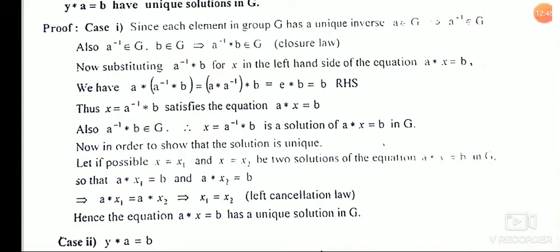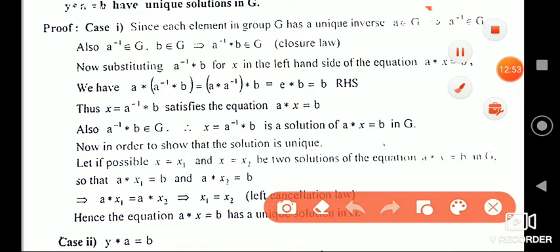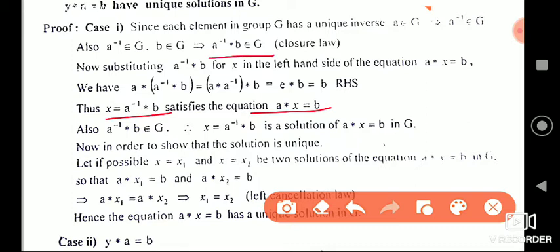So what is the value for X? The value for X is A inverse star B. That is, X is equal to A inverse star B satisfies the equation A star X is equal to B. Also A inverse B belongs to G, which we just proved. So X is equal to A inverse B is a solution of A star X is equal to B in G. Now what is the next step?